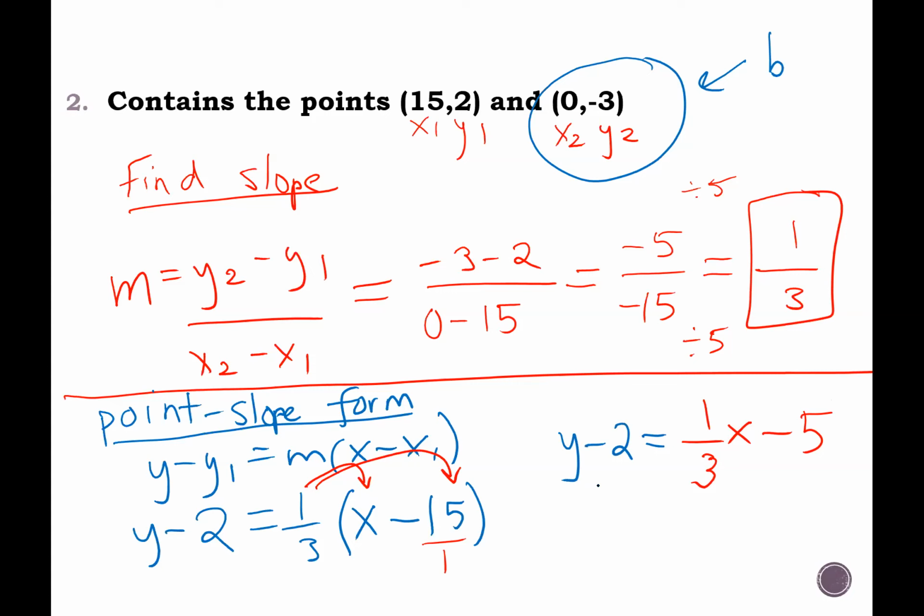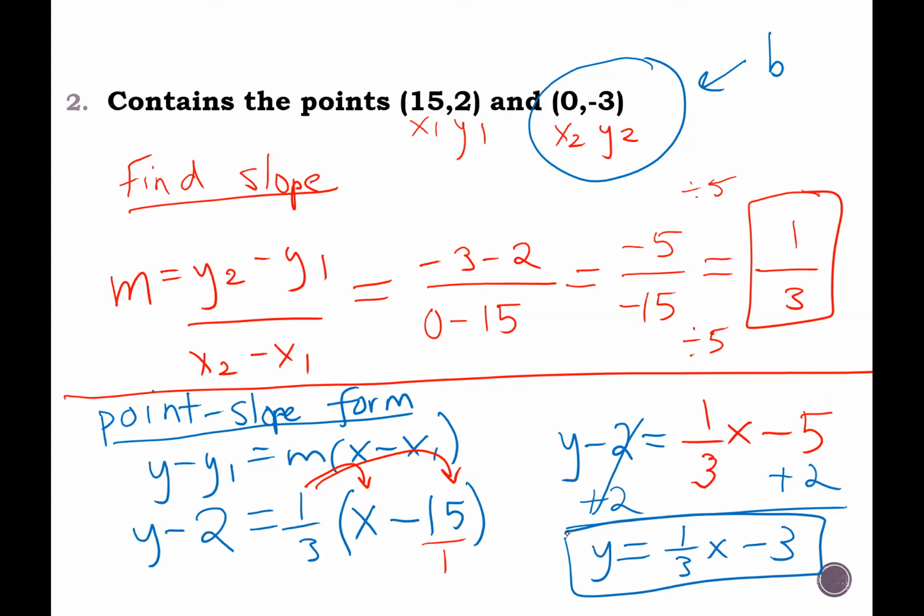The last step to get y by itself is just to add 2 to both sides. So y equals 1/3 x, and then negative 5 plus 2 is negative 3. All right, so we did it. So here's our final answer, y equals 1/3 x minus 3.